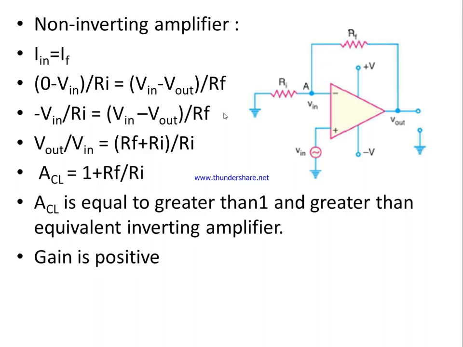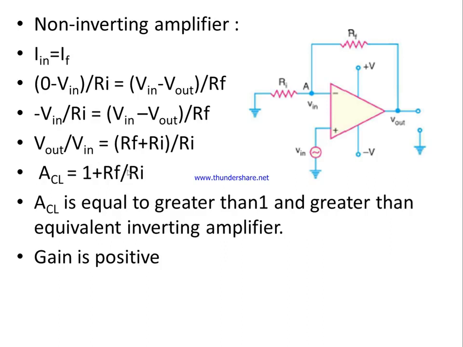Okay, so we need Vout by Vin. Rearranging all this, the Vin minus Vout by Rf goes to one side and minus Vin by Ri comes to the other side, then it becomes Rf by Ri. So dividing, closed loop gain is equal to Rf by Ri plus Ri by Ri, which is 1, so it will become 1 plus Rf by Ri. This is the equation for closed loop gain of a non-inverting amplifier.